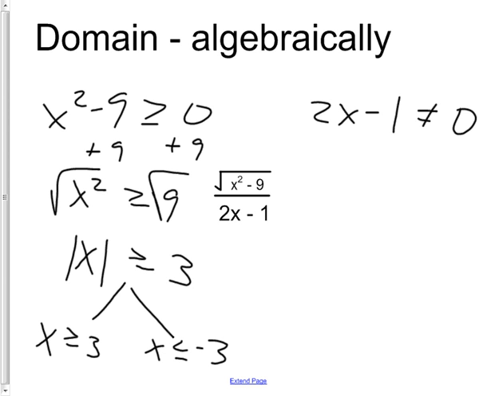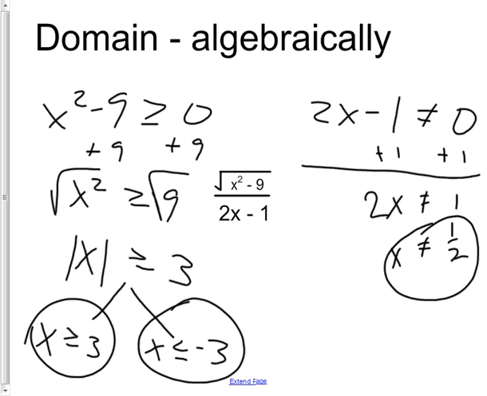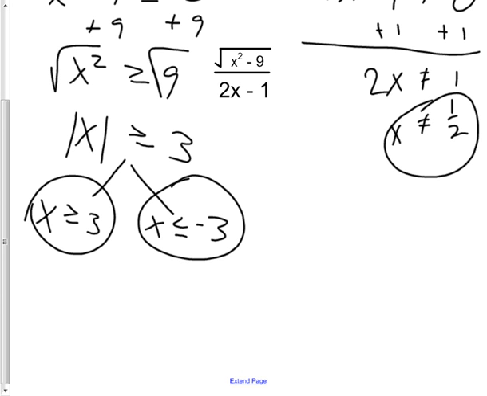Then this part, add 1. 2x not equal to 1. X not equal to 1/2. Seems like I got 3 important numbers here. Boy, this is getting confusing. What should I do with those 3 numbers?